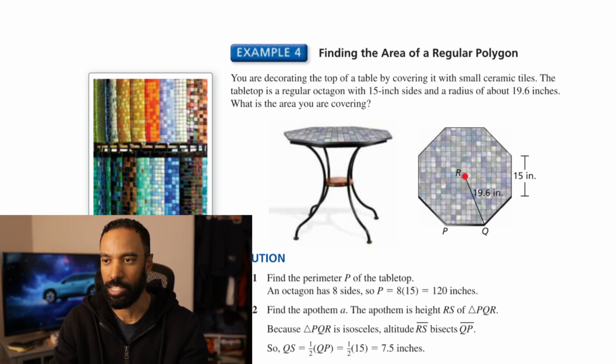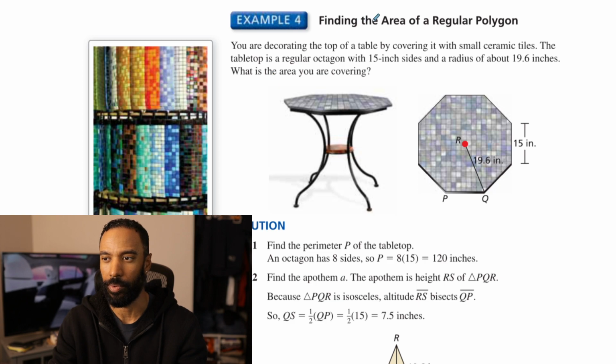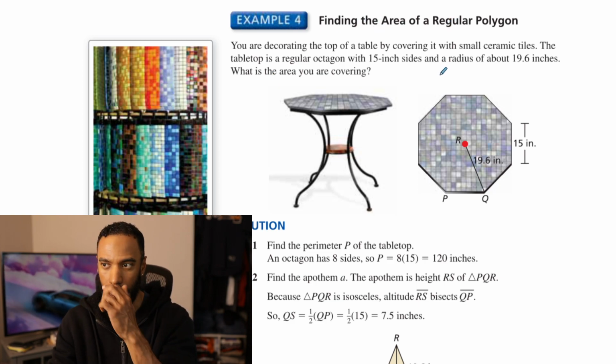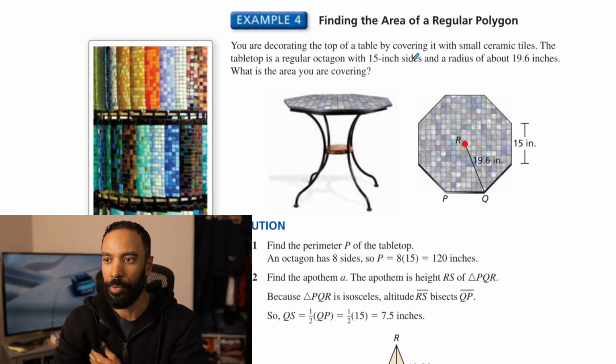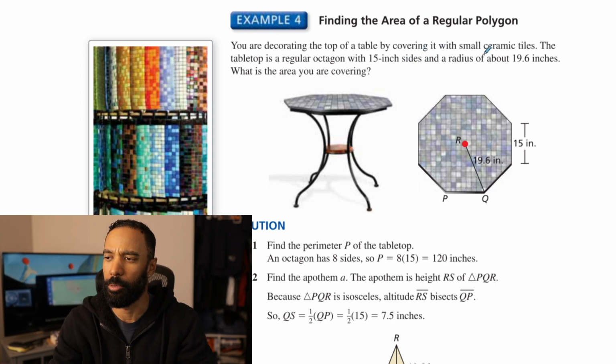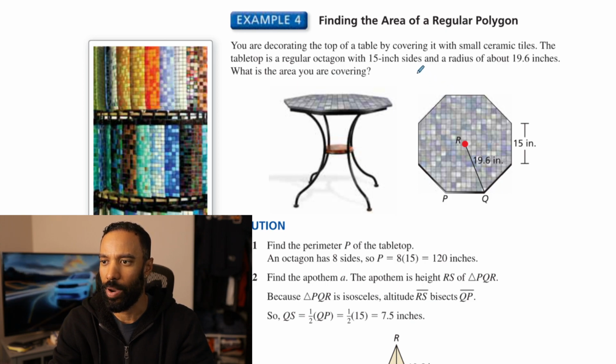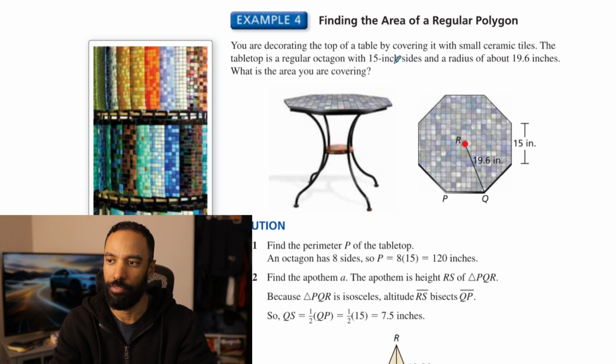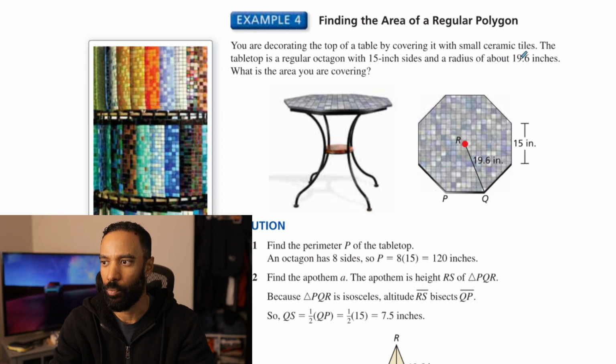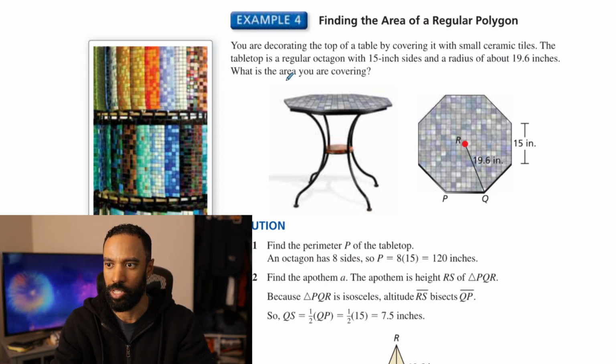Okay, that's why I said I think that's going to be the heavy bulk of this set. Finding the area of a regular polygon, well, we just saw that. Here's a word problem, though. You're decorating the top of a table by covering it with small ceramic tiles. The tabletop is a regular octagon, 8 sides, with 15-inch sides, and a radius of about 19.6 inches. What is the area you're covering?